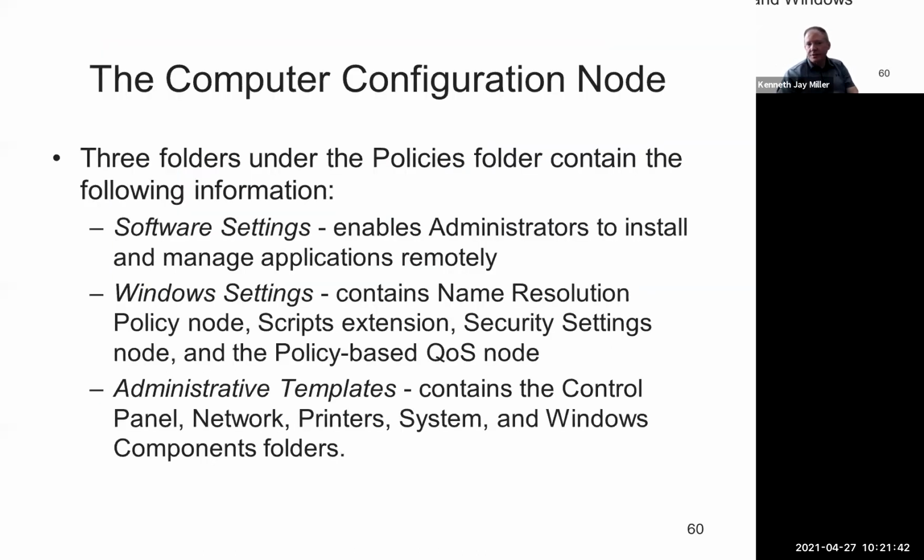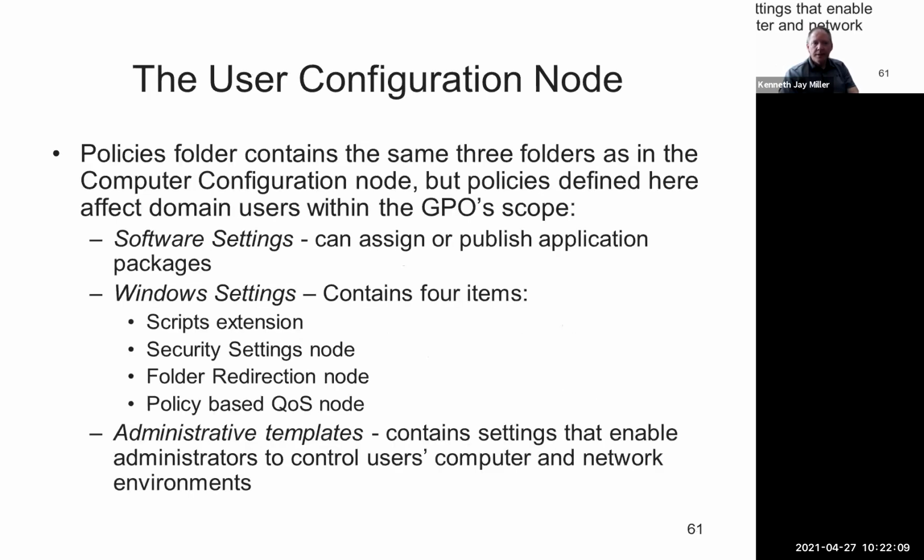So the three folders under the policies are software settings, Windows settings, and then the administrative templates. The software settings allow us to install and manage applications remotely. The Windows settings are for name resolution, scripts, extensions, security settings, quality of service, and so forth. And then the administrative templates contain the control panel, network, printer, system, and Windows components folders.